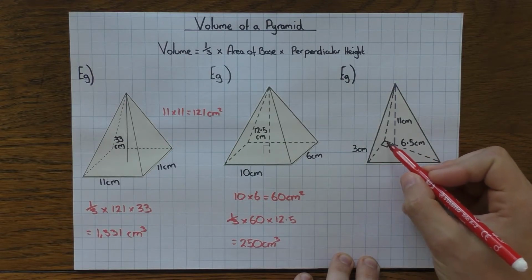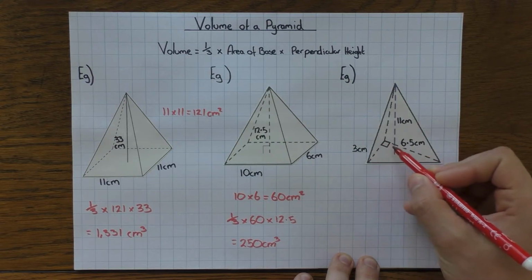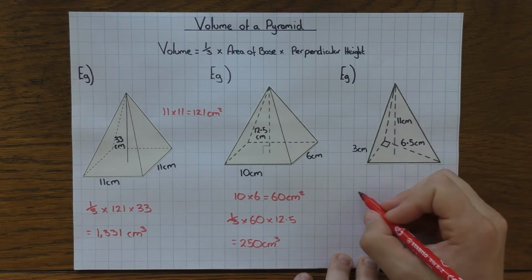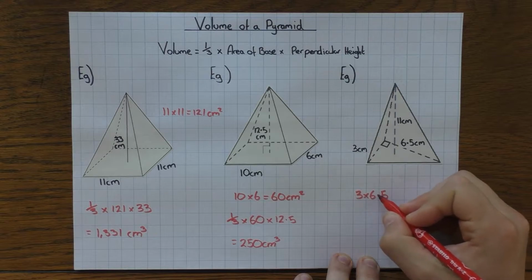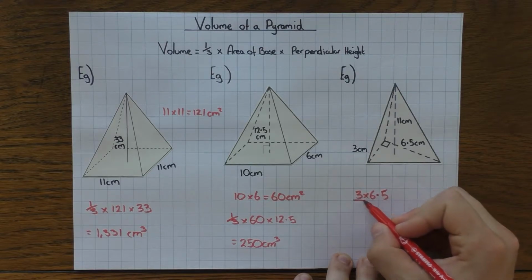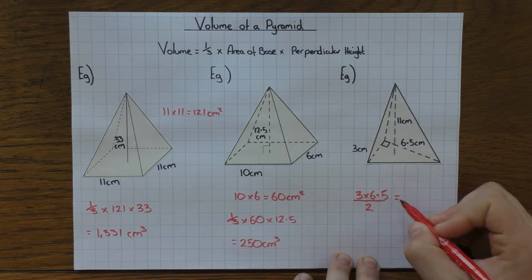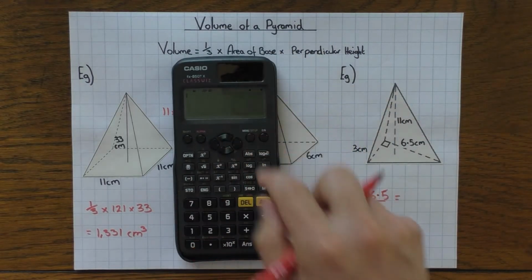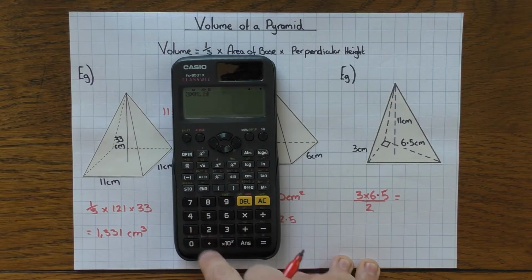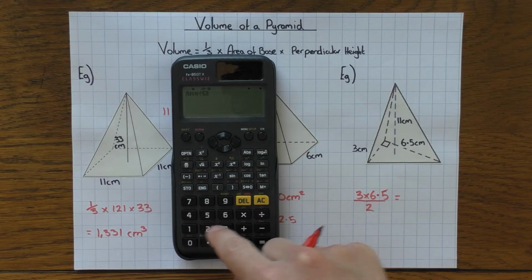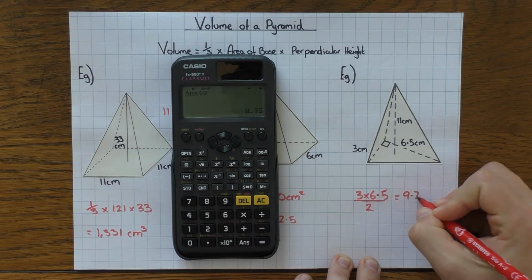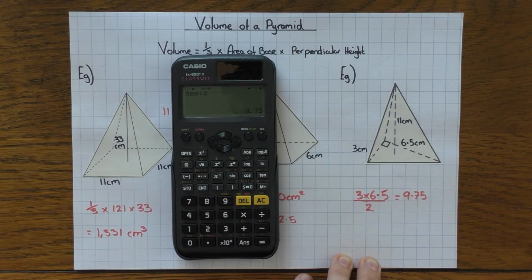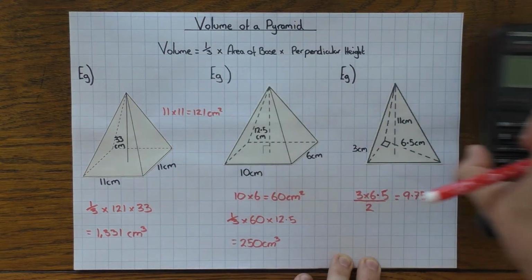So the area of the base will be the base of the triangle, which is 3, times by the height. And then what everyone forgets to do when working out the area of a triangle is to half it. So make sure you don't forget to do that. So 3 times 6.5, base times height, and half it, we're left with 9.75. Okay, so that's the area of the base.